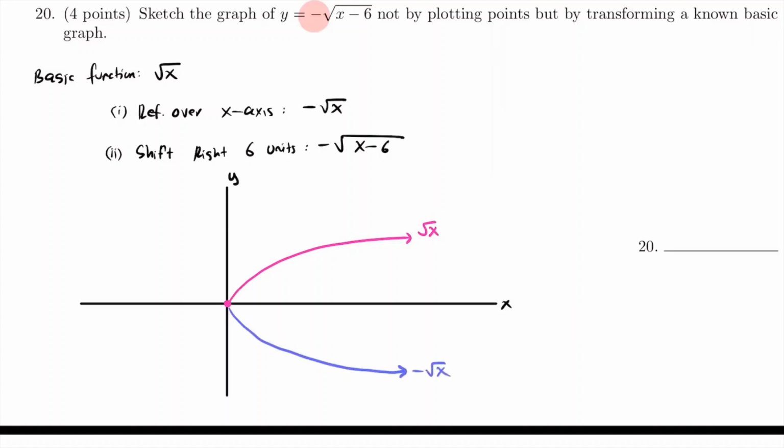And then we shift 6 units to the right. So our final sketch would be 6 units right here. And then you just make the shape. So something like this. So this is negative square root of x minus 6. That's the equation. And this point is (6, 0). So there you have it. This is the final sketch of this equation.